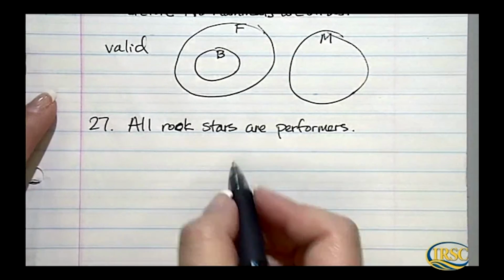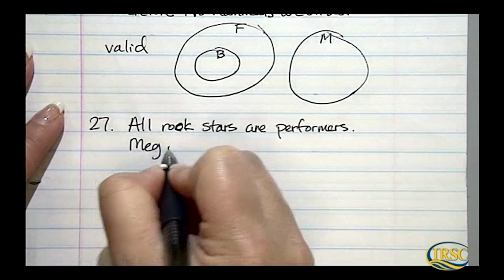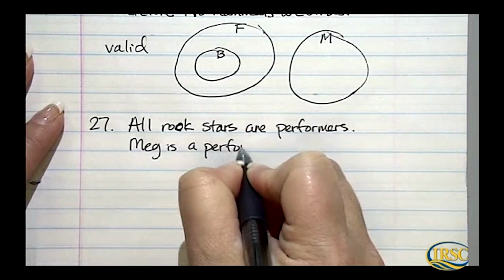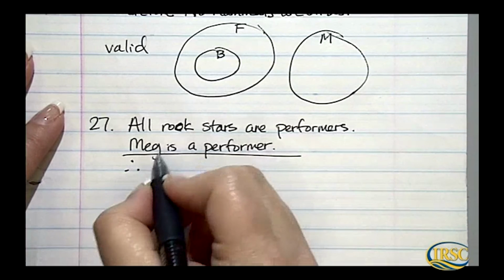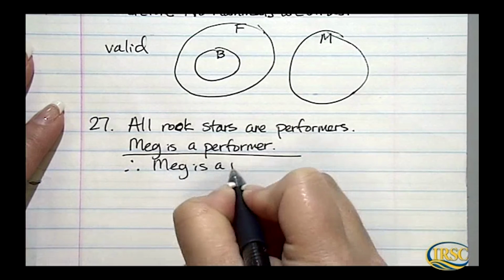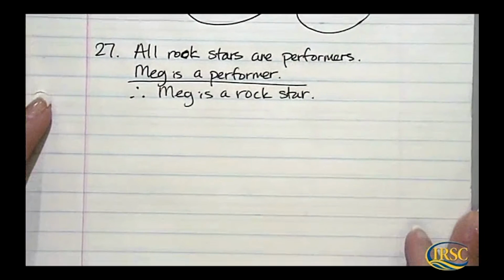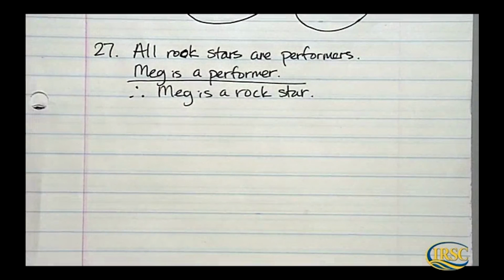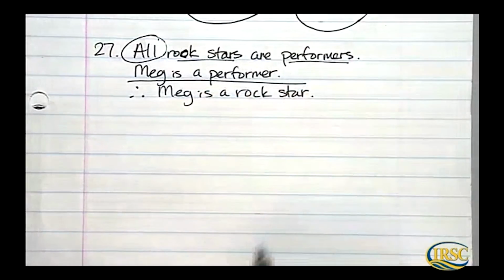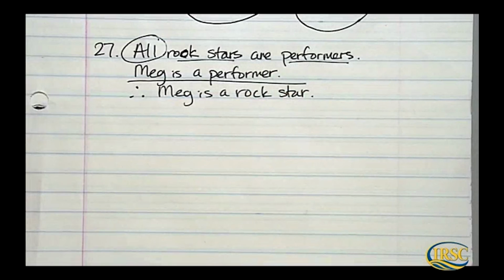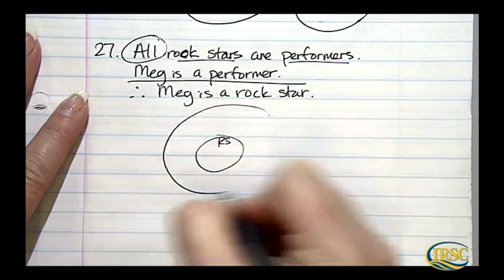Okay, that looks like an O, but it's a C. Meg is a performer. Therefore, Meg is a rock star. Okay, so in the first premise, the key word is all. And so I need a circle for rock stars and performers. And which one goes where? Okay, good. So rock stars is inside of performers.